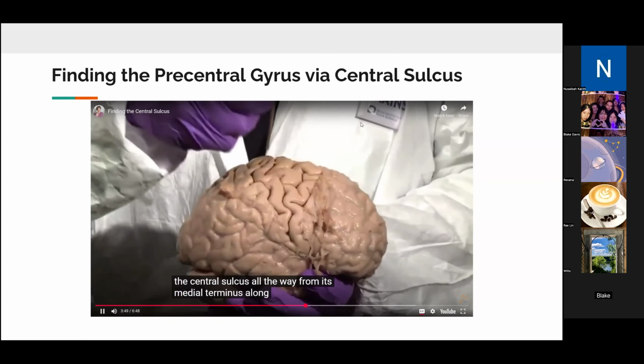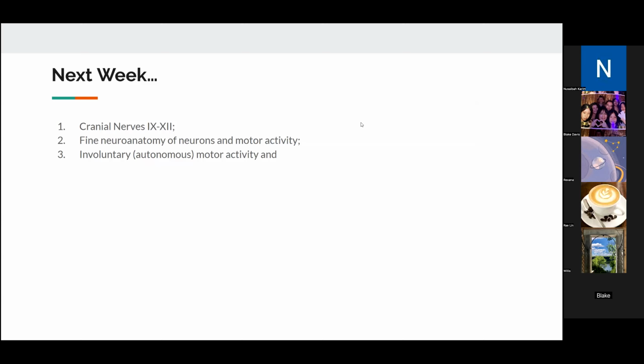Okay, so next week we're going to be going over cranial nerves 9 all the way to 12. Then we're going to go into the fine neuroanatomy of neurons and motor activity. So we're going to be going into the different types of neurons that allow us to have motor control. And we're also going to be going into how they signal with each other, all that fancy stuff. We're also going to be going into involuntary or autonomic motor activity, and if we have time, we're also going to go into diseases of the motor system and motor neurons.